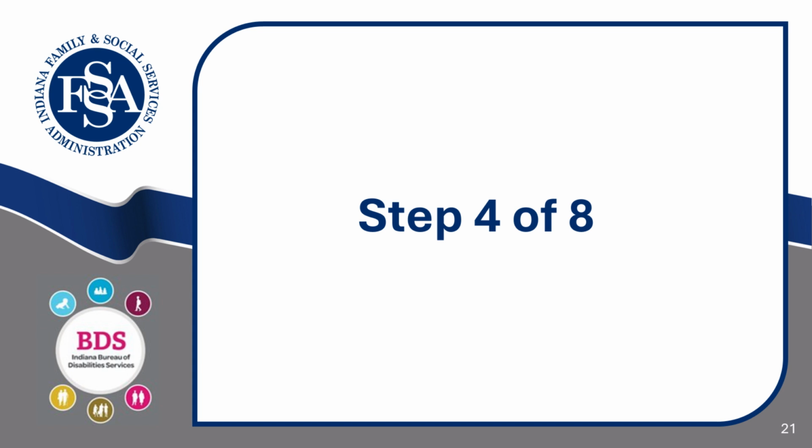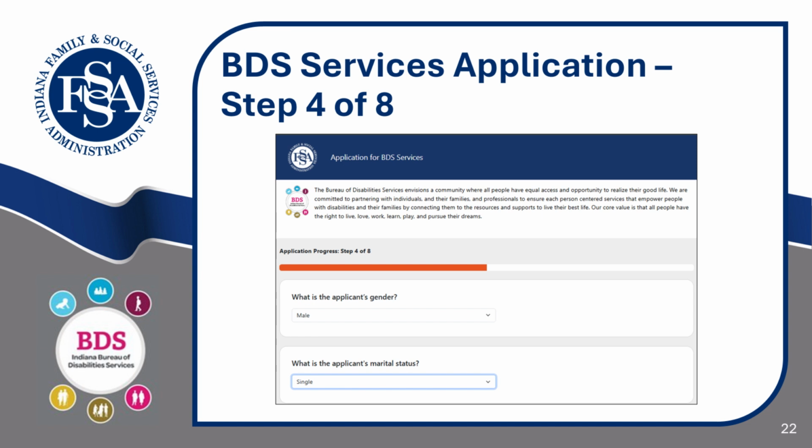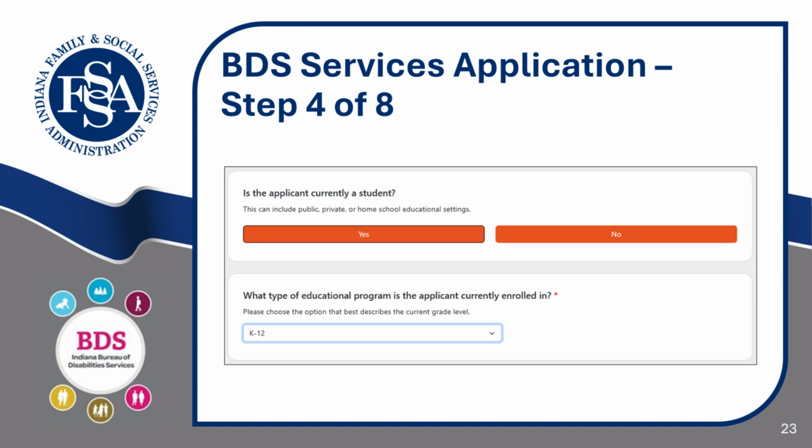Step 4 of 8. Step 4 contains a lot of optional questions. It begins by asking for the applicant's gender and marital status. Next is the applicant's current student status. If yes is selected, you're asked for their current educational program. If no is selected, you're asked for their highest level of education they achieved.